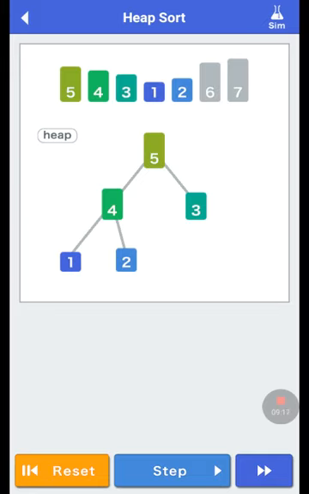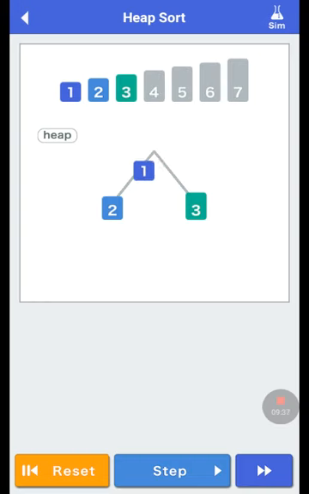We remove 5, and 5 will be replaced by 2, and 2 will need to swap with 4 because 4 is the greater. There. Now we remove 4 and replace it with 1. Okay. And then we remove 3. We always remove the root node in phase 2, and it will be replaced with 1.